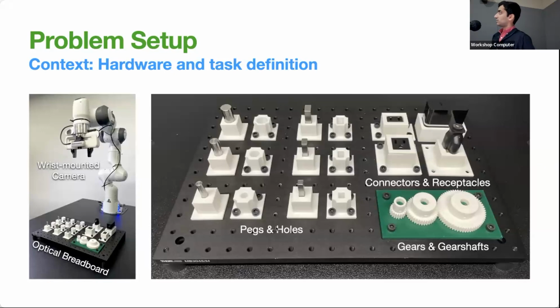We designed peg and hole assemblies on the left, 2-prong and 3-prong electrical connector assemblies on the top right, and a 3-gear assembly closely adapted from the NIST boards. I'll use the term plugs to generically refer to all the pegs, connectors, and gears, and the term sockets to refer to all the mating components. Our fundamental task is to assemble all the plugs into their corresponding sockets.